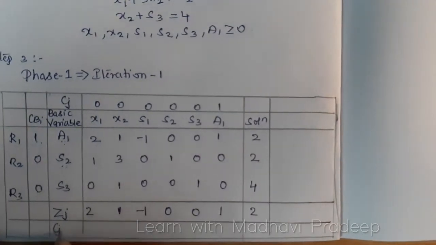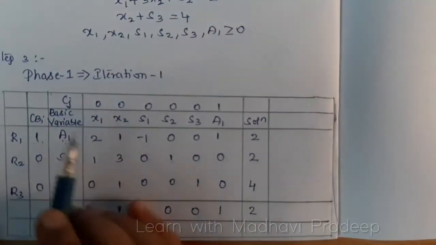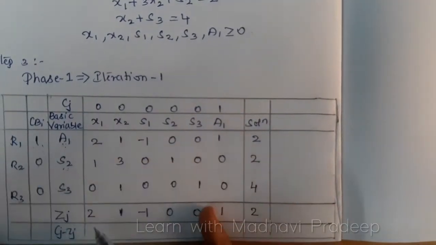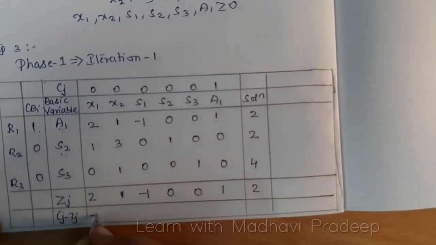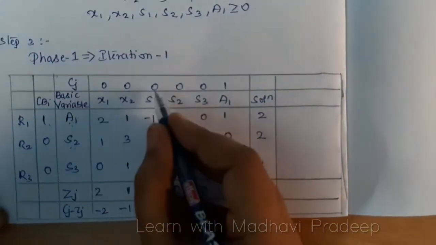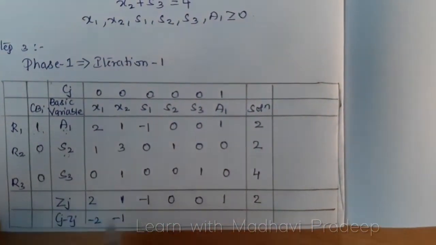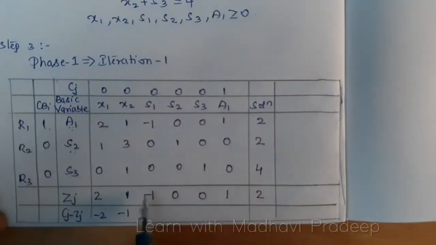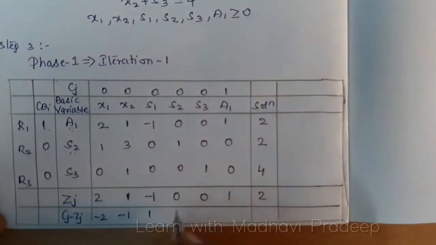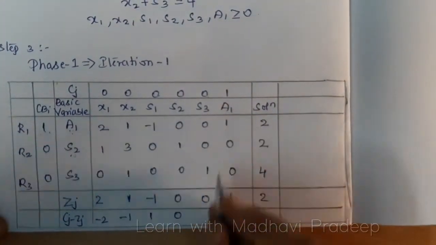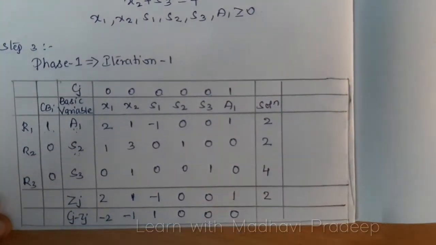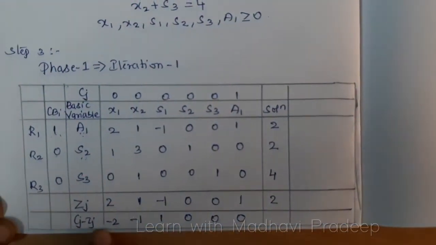Now let us find Cj minus Zj. We have the Cj value and we have the Zj value, now let us subtract. 0 minus 2 is equal to minus 2. 0 minus 1 is minus 1. 0 minus of minus 1: here we have a minus sign, so 0 minus of minus 1 is 0 plus 1, that is 1. 0 minus 0 is 0. 0 minus 0 is 0. 1 minus 1 is 0. So now we have finished finding Cj minus Zj.